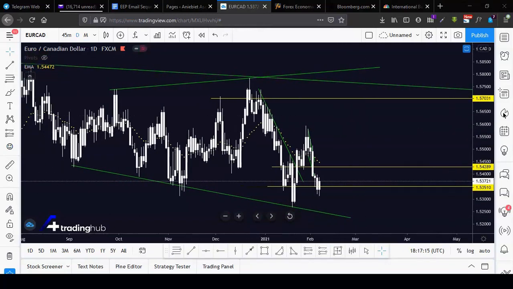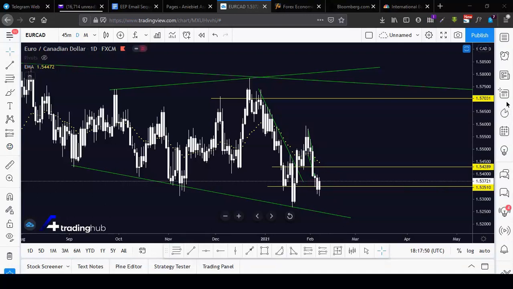Now I want you to understand that this is a corrective structure here. This is an expanding triangle playing out right here on the daily time frame. These zones are my entry zone. You see price last week dropped down, bounced up from here. Look at this place here, we have that hammer there, then price closed below the 1.5351 zone. Then Friday we saw price pushing back up into that entry zone.